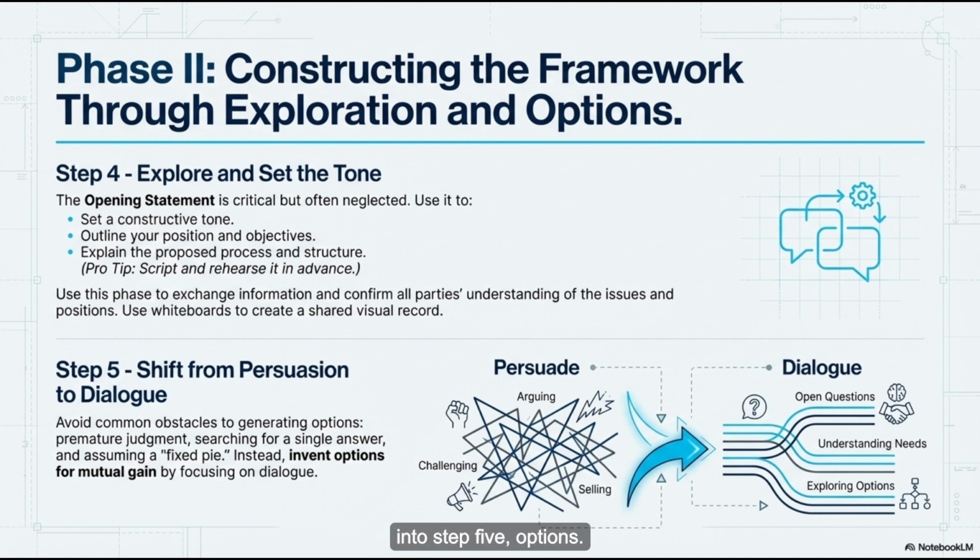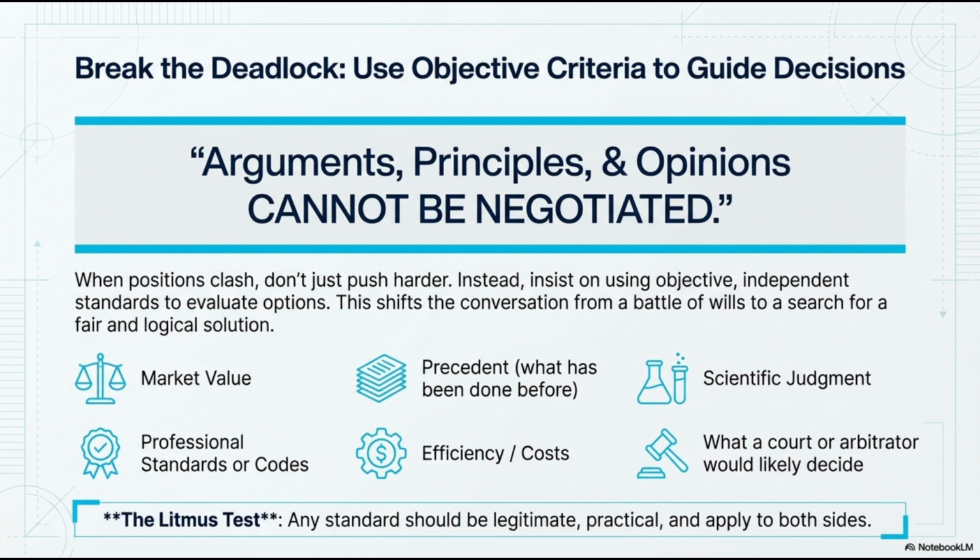Which leads right into step 5, options. This is where we start trying to find that mutual gain. We're trying to invent options, but it's harder than it sounds. There's some real mental blocks people have. Right, the 4 big constraints. The 4 big ones, yeah. First is premature judgment, just shooting down ideas too fast. Second is searching for a single right answer. When there might be several good ones. Exactly. Third is assuming a fixed pie. There's only so much to go around. And fourth is thinking that their problem is, well, only their problem. You have to get past that.